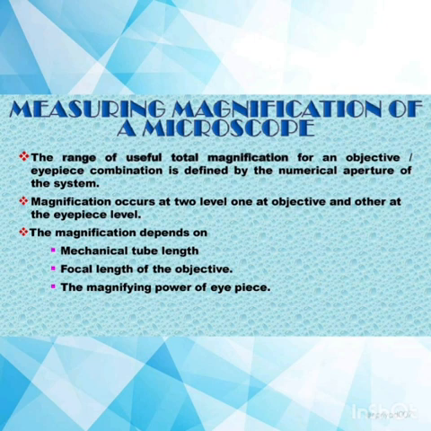So how will we determine the magnification? How will we measure the magnification of a particular microscope? The range of useful total magnification of an objective and/or eyepiece combination is determined by the numerical aperture of the system. Magnification occurs at two levels: number 1 at the objective and number 2 at the eyepiece level. The magnification depends on mechanical tube length, focal length of the objective, and the magnifying power of the eyepiece.